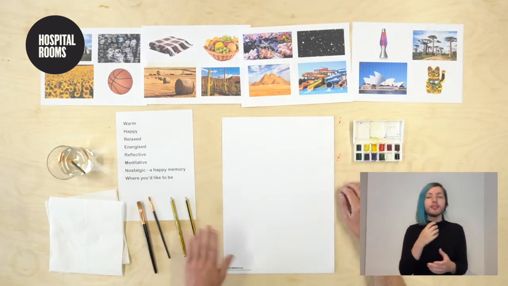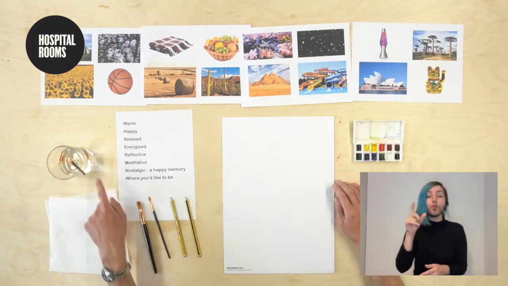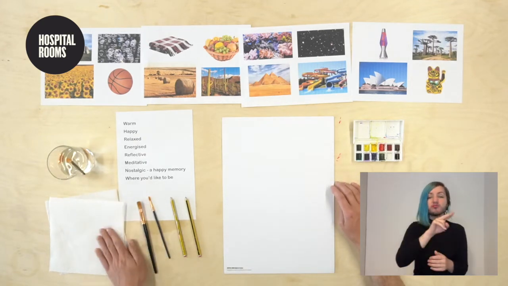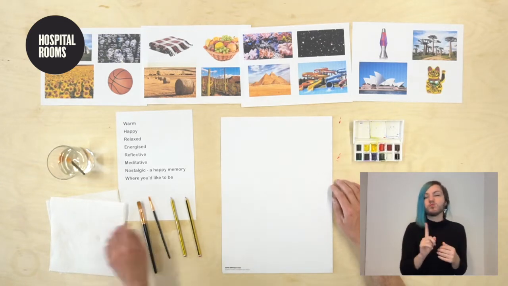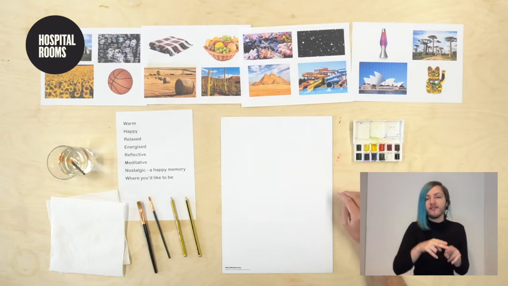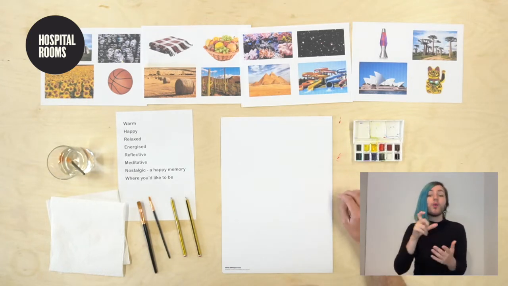Today I'm using pencils and watercolours to make the colour. And I've got paintbrushes and a bit of water and a bit of tissue here just to dry up my brushes if I need to do that. But if you've got other materials like colouring pencils or crayons, that's fine too, whatever you like using.